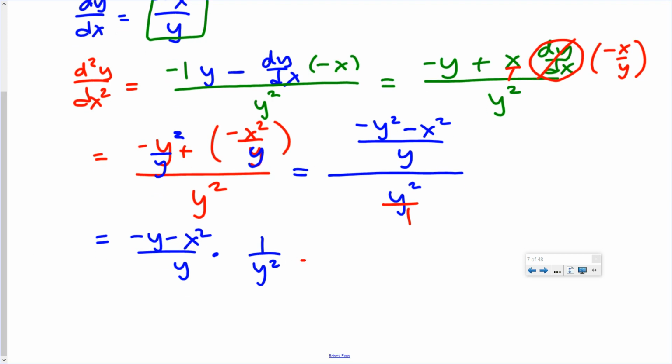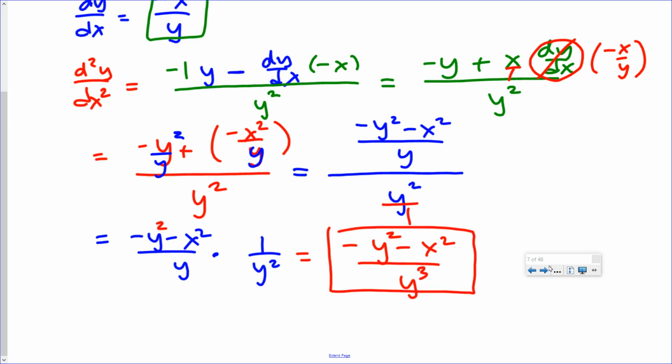All right, and so when I multiply this, what I get is negative y minus x squared. Oh no, did I lose my y squared here? It's negative y squared, right? Yeah, negative y squared minus x squared over y to the cube. Okay, and that will be my answer for the second derivative in terms of x's and y's.